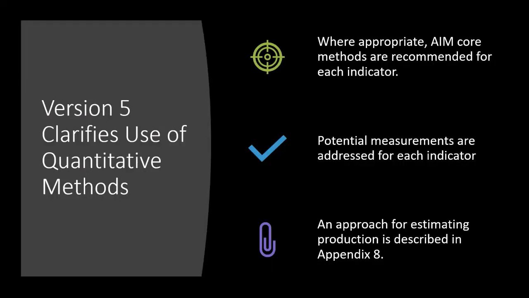So where appropriate in version 5, we recommend that the AIM core methods are used for the related indicators. Additional potential measurements are addressed for each of the 17 indicators. In addition, there is an Appendix 8 devoted to describing how to estimate production to rate the annual production indicator.